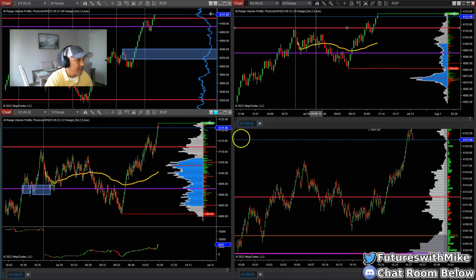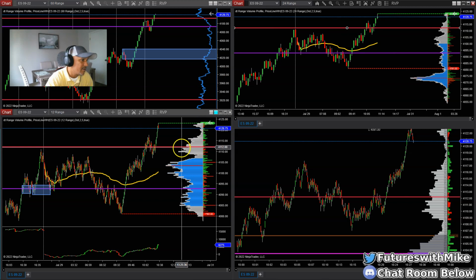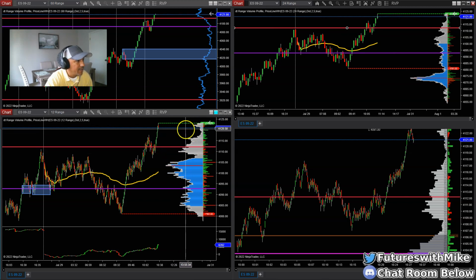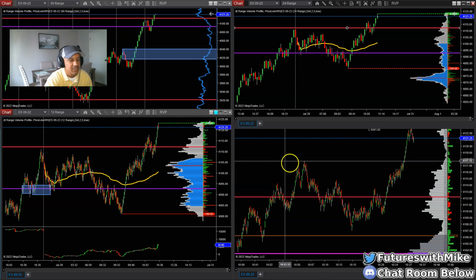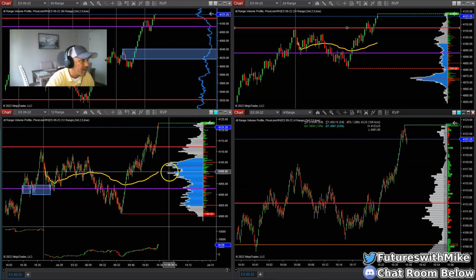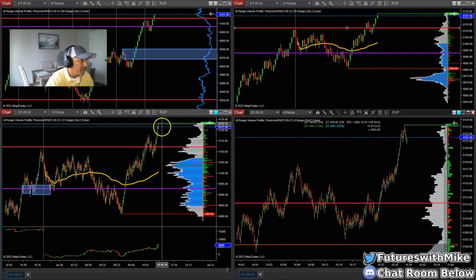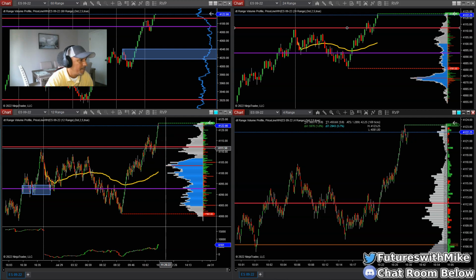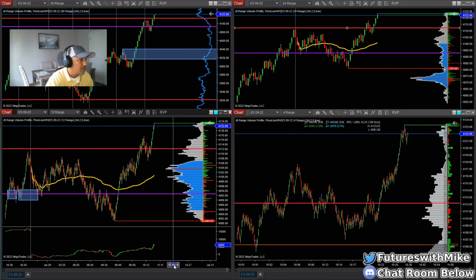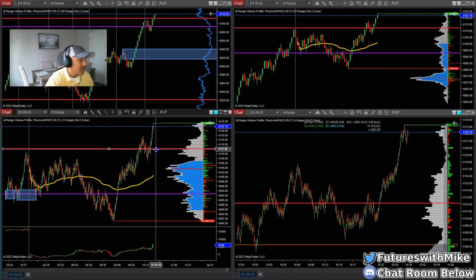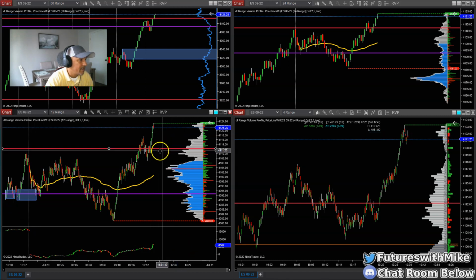Same thing here. This red line is the red line right here. Wait for price to come back to the lower edge right here, and then look for your opportunity on rejection to go long. So that's what I'm waiting on right now. I'm going to see at this point if price is going to pull back to this area right here. Okay, all right. So let's see if we're going to get a pullback to this area right here.